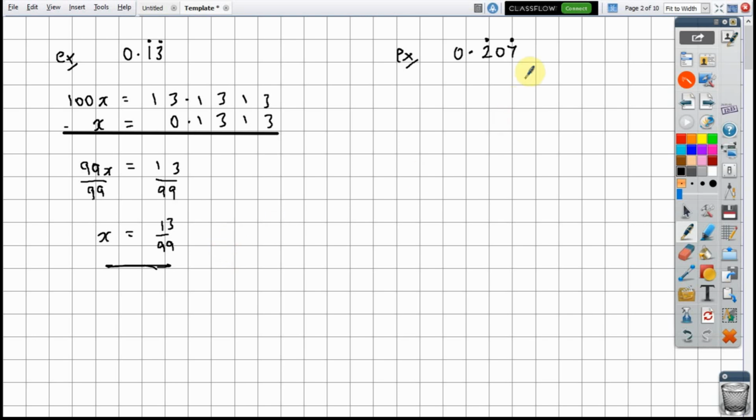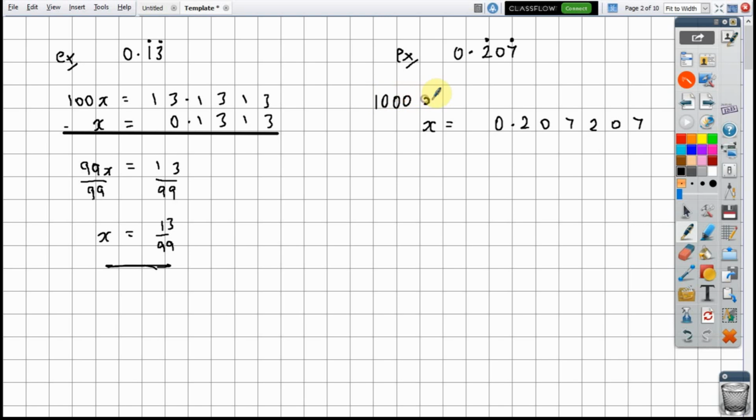Same idea. If you could pause the video now and have a go at changing 0.207 recurring, as shown by the dots, into a fraction, and I'll go through it once you've had a go. Okay, here, what have we got? First of all, you need to understand the dots. This means that 207 is the cycling pattern. It's repeating every 3 columns. That's actually a multiplication of 1,000.